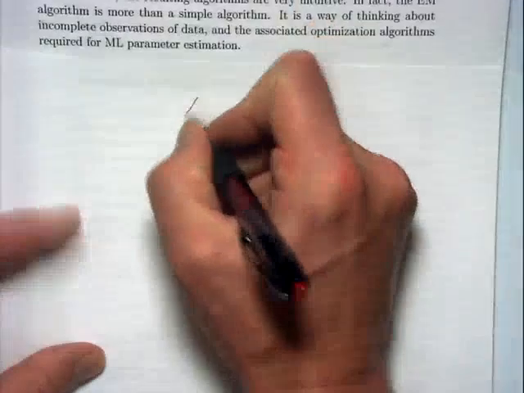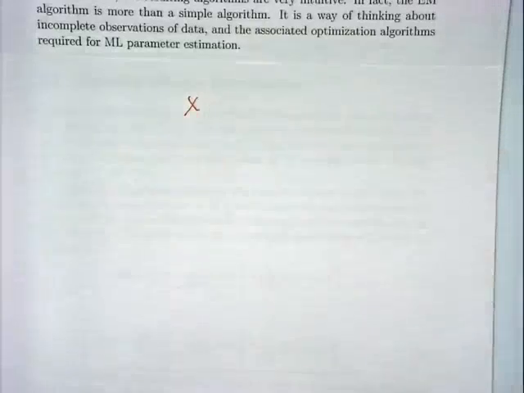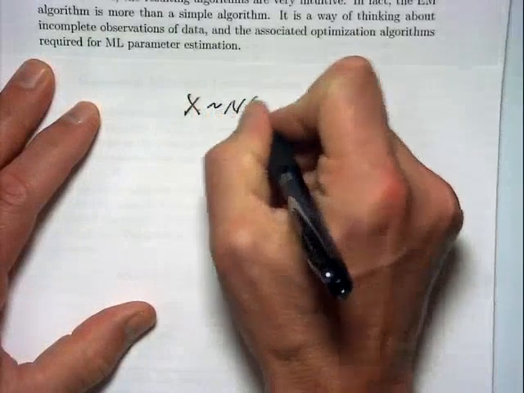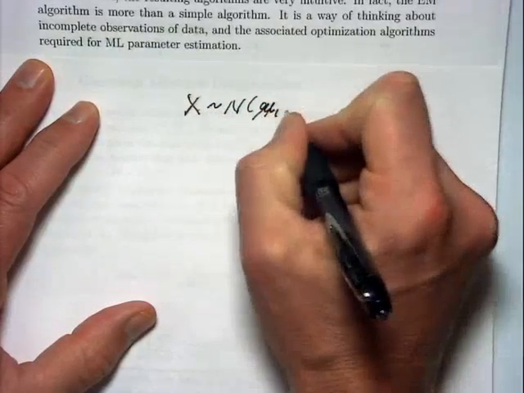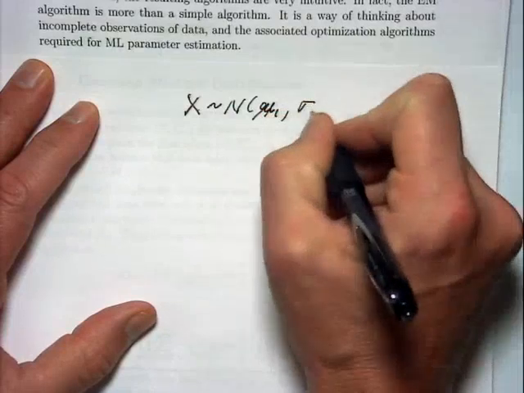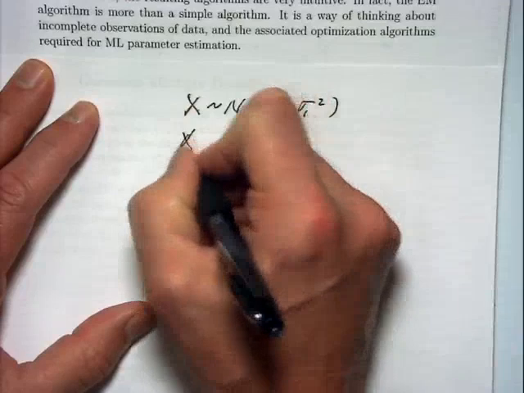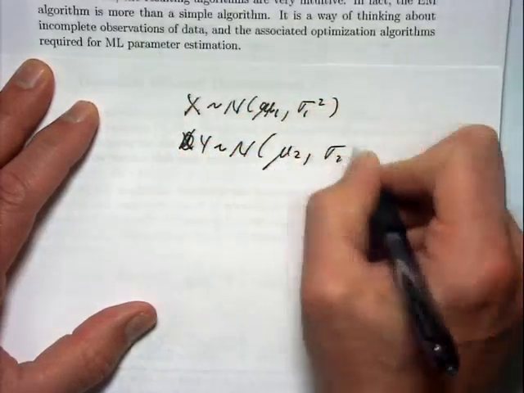So let's say X here is normal with mean mu 1 and variance sigma 1 squared. Y is normal with mean mu 2 and variance sigma 2 squared.